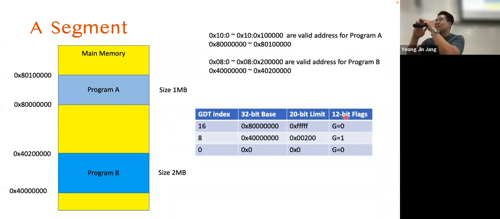So the limit defines the range length. You can regard the base address plus the limit as the range of the memory address space that we can access. But when there's a granularity bit, you need to multiply this by 4096, which is shifting 12 bits. And then that will let us define the limit address for the full 32-bit. Okay.